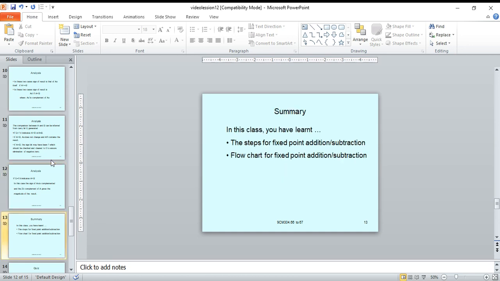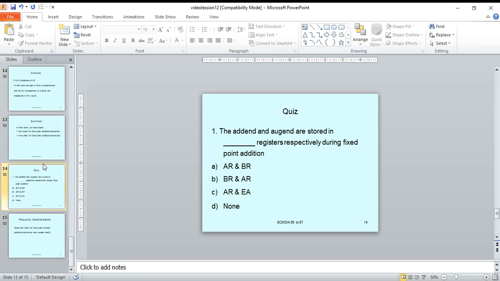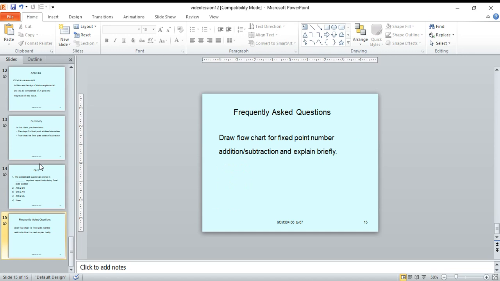In this class you have learned the steps for fixed point addition and subtraction, and the flowchart for fixed point addition and subtraction operations. A frequently asked question from this topic is: draw the flowchart for fixed point number addition and subtraction and explain briefly.